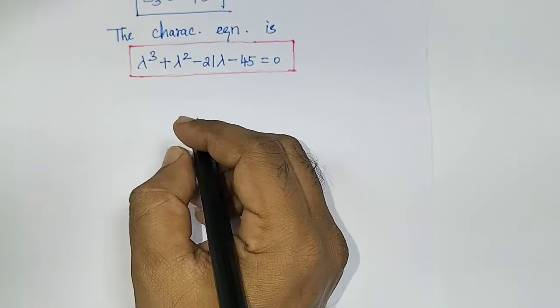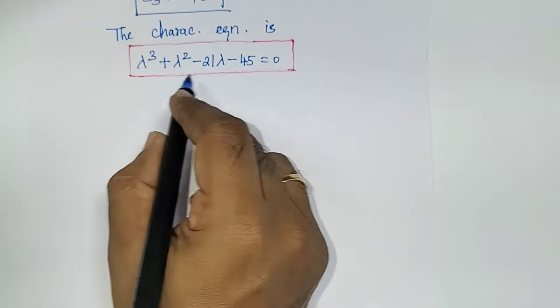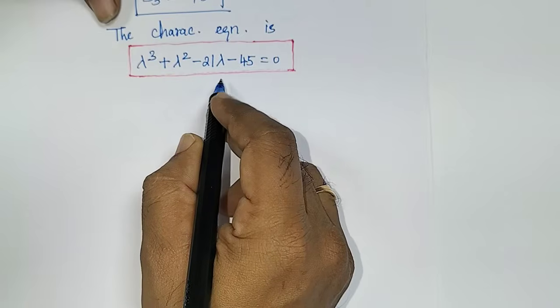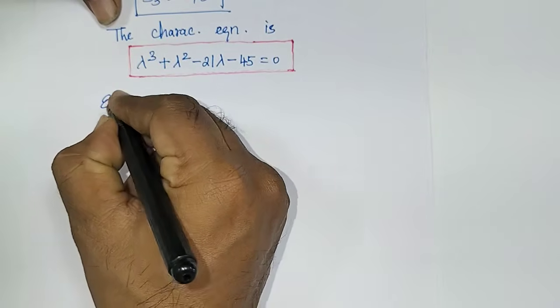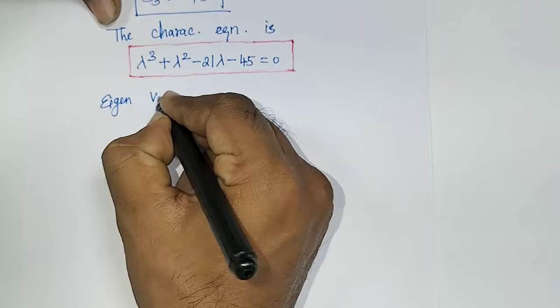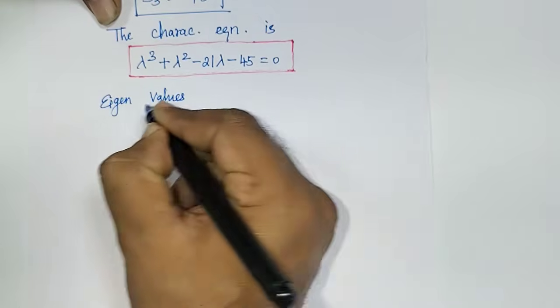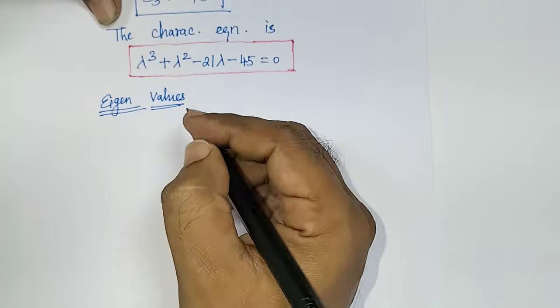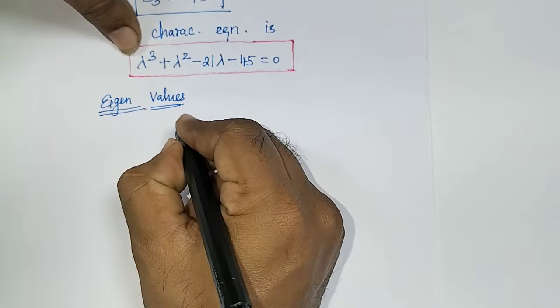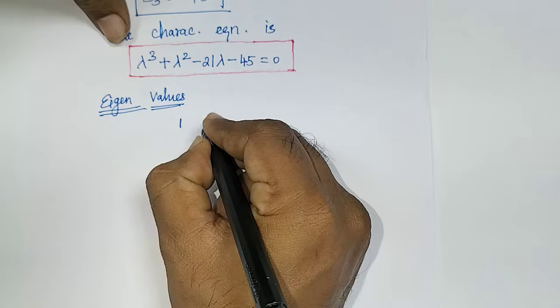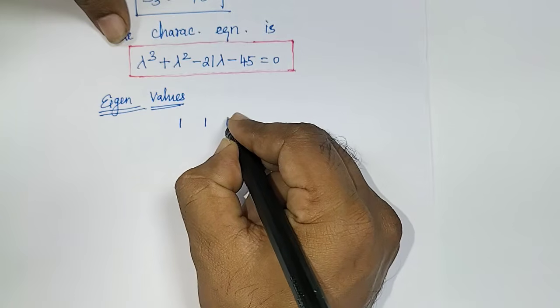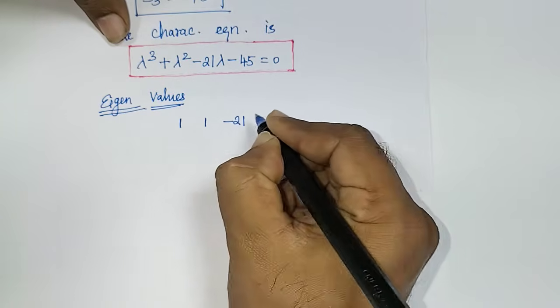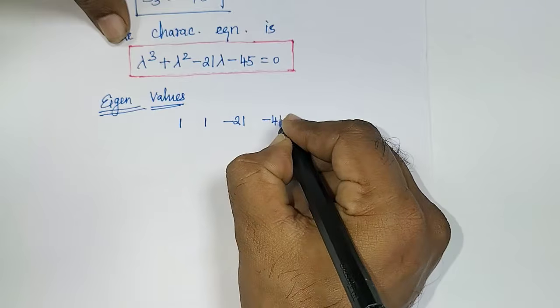Next I am going to find the eigenvalues. By solving this characteristic equation, we will get the eigenvalues. The characteristic equation is a cubic equation, so we have to apply the synthetic division method. Lambda cube coefficient is 1, lambda square coefficient is plus 1, lambda coefficient is minus 21, and the constant term is minus 45.